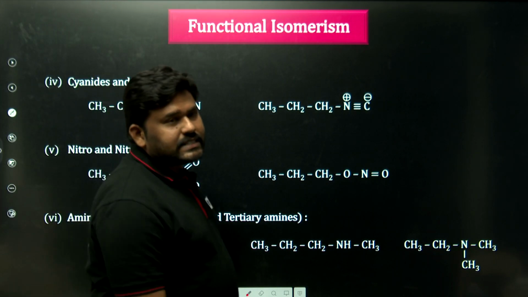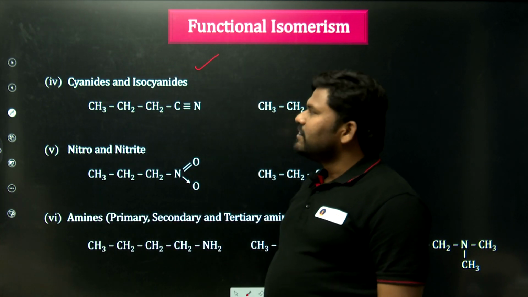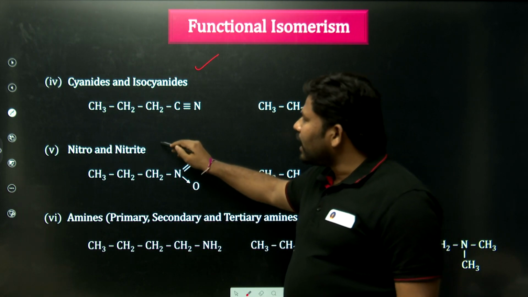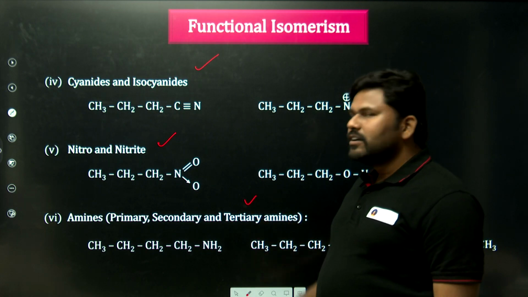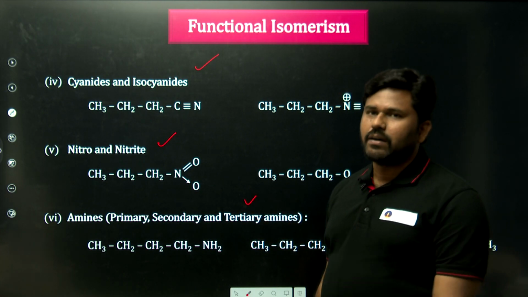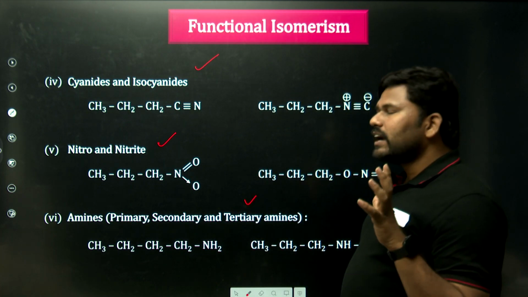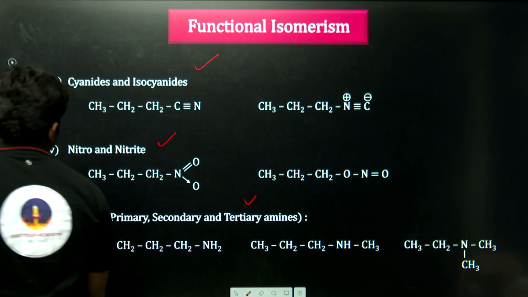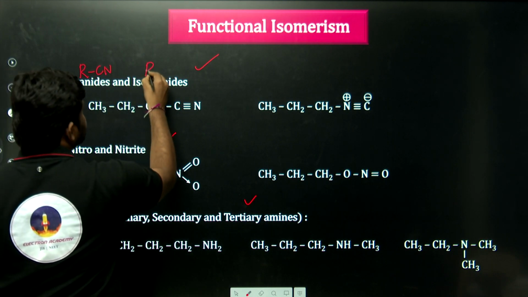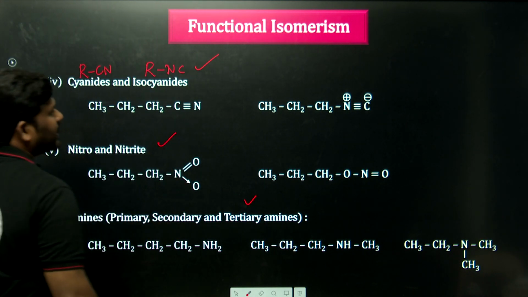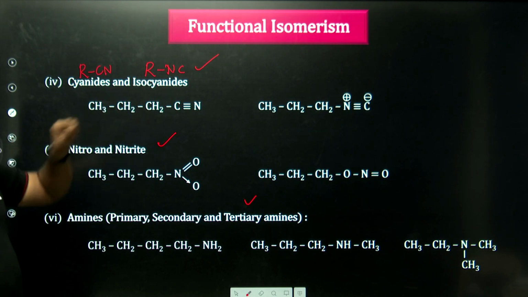Next, fourth example: cyanides and isocyanides also belong to functional isomers. Also nitro compounds and nitrites, and amines: 1 degree amine, 2 degree amine, 3 degree amine. These are also examples of functional isomers. First, the fourth example, cyanide. What is a cyanide? RCN. What is an isocyanide? RNC. Same molecular formula, but the functional group is completely different. These are called nitriles, and also carbylamines.